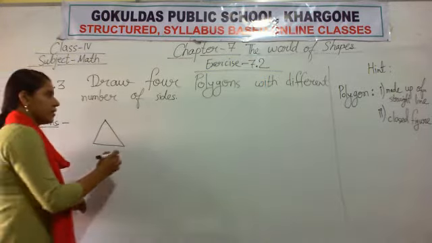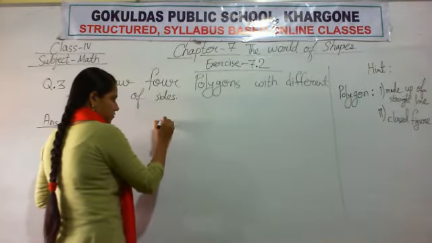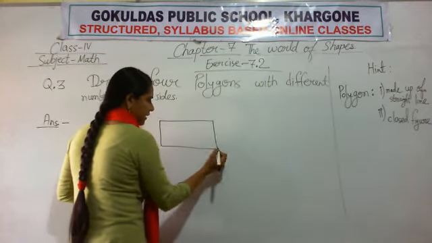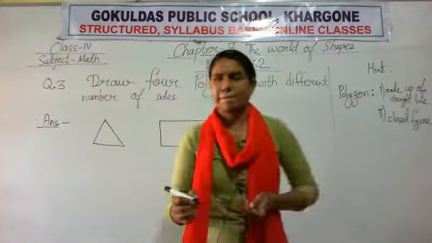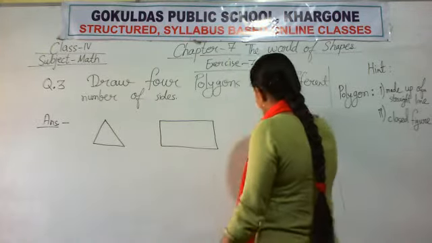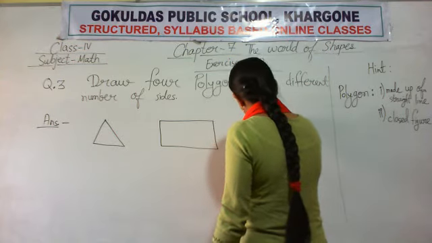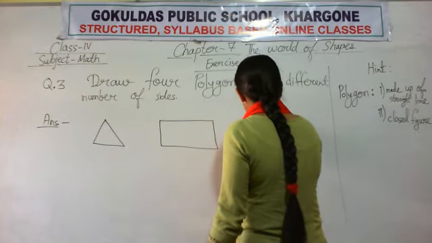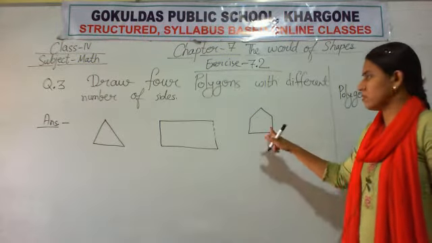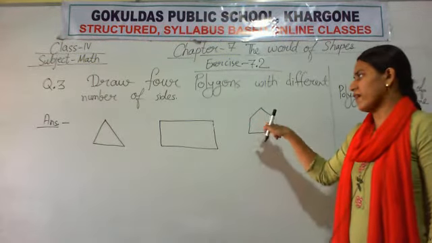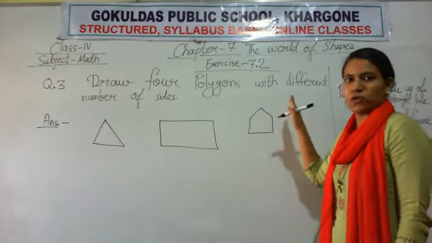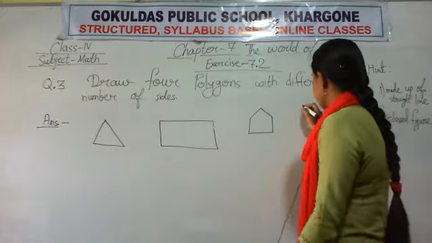Triangle is a polygon. Rectangle is also a polygon, made up of straight lines and a closed curve. This shape is also made up of straight lines. 1, 2, 3, 4, 5. 5 straight lines are there. Okay, and it is closed also, so it is also a polygon.